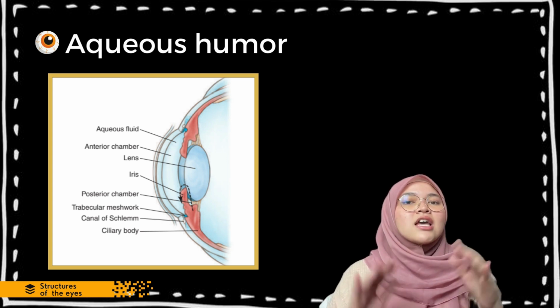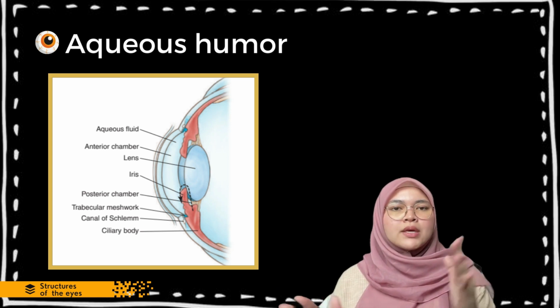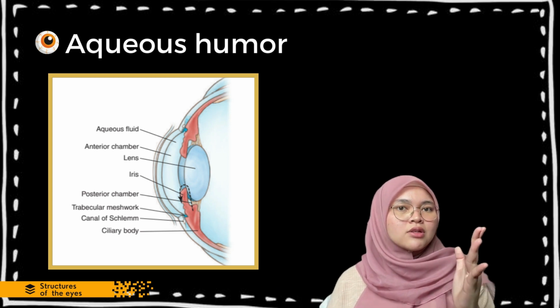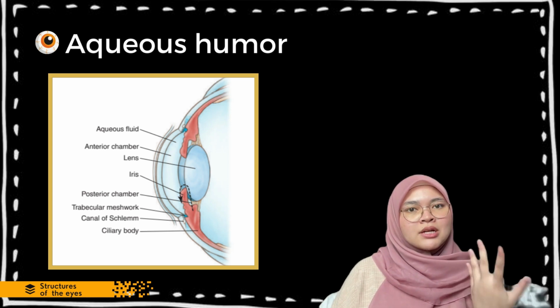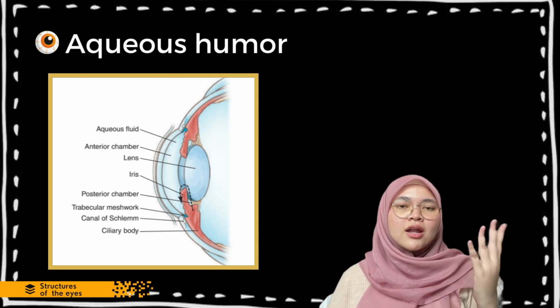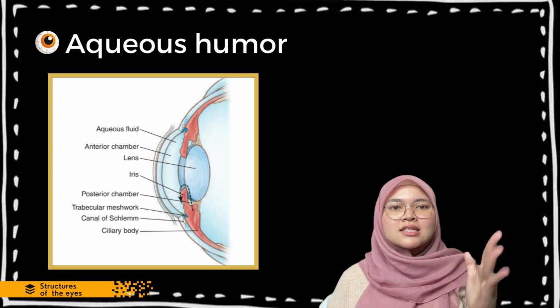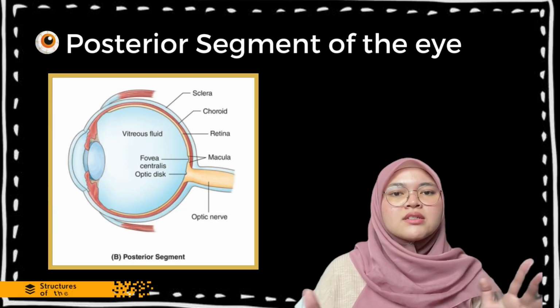After that, there is intraocular pressure, IOP, which is a measurement of the fluid pressure inside the eye. This pressure is regulated by the rate at which aqueous humor enters and leaves the eye. Last but not least, the posterior segment.